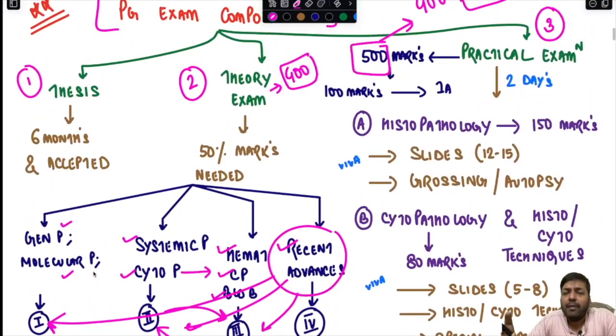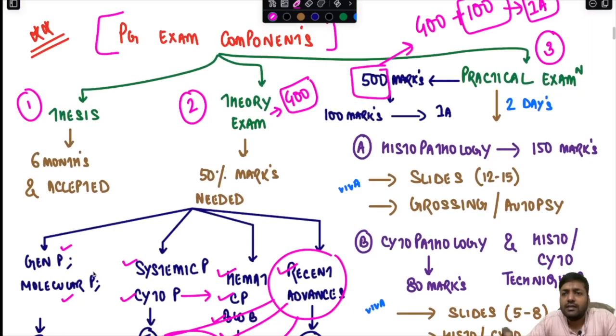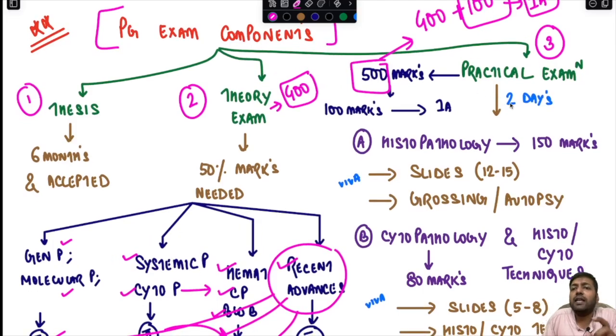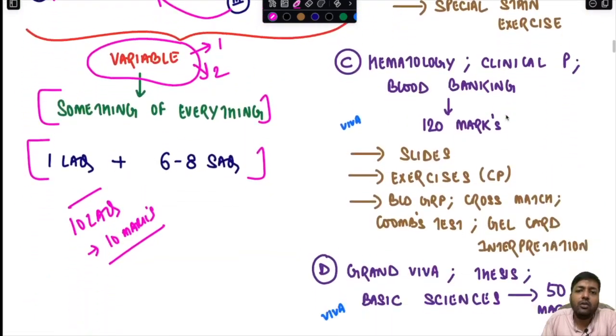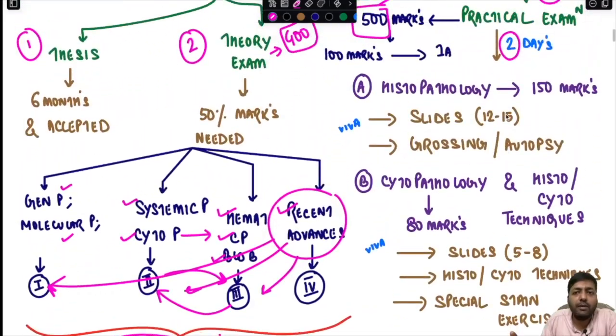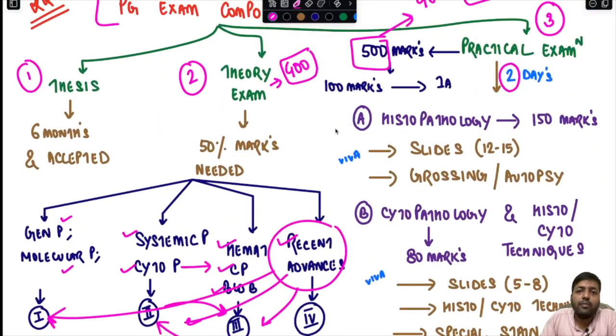Coming to the practical component over here, this is just a brief outline. I will discuss all the topics which are important for the exam separately. So for the practical examination, the NMC has said that the examination has to be conducted over a period of 2 days, and they have around 4 important components of the practical exam. The first component is histopathology carrying 150 marks. This comprises your slides, 12 to 15 HPE slides, grossing as well as autopsy, as well as the museum specimen.